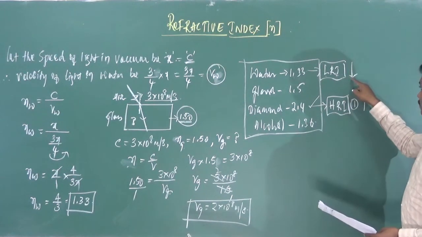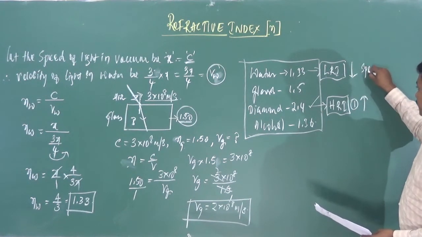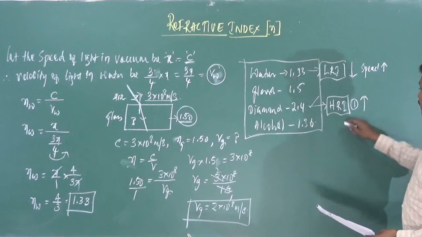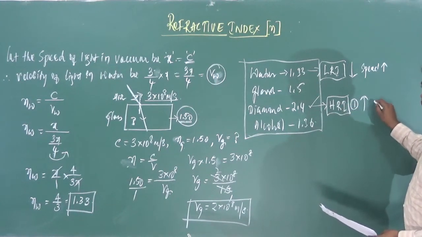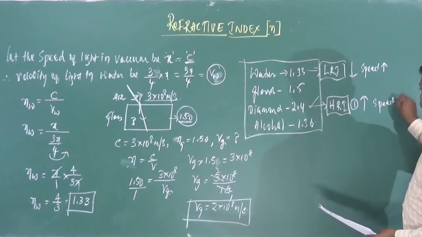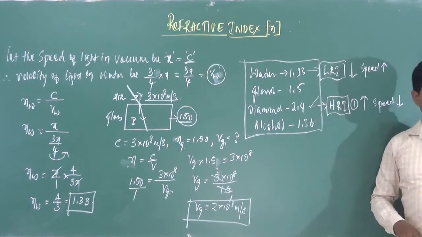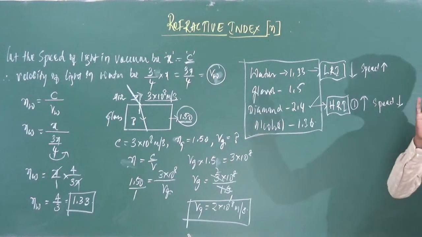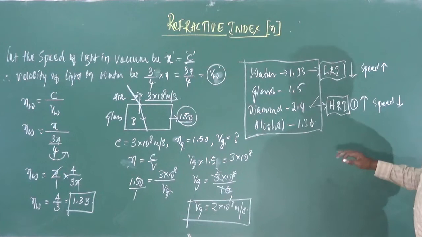So lowest optical density means speed is high. Highest refractive index means speed is low in this. So this is the relation we have to understand and remember. Very simple. I am going to repeat.